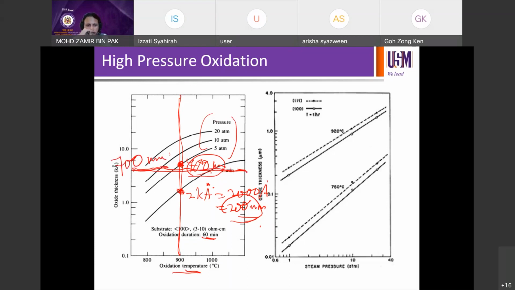So you can either run that at, if you have a pressure in between here, you can run that at this pressure, so maybe around 3 ATM. So you can run that at 3 ATM 900 degrees C to be able to get that, or you can also run that at 5 ATM at 870. Okay.